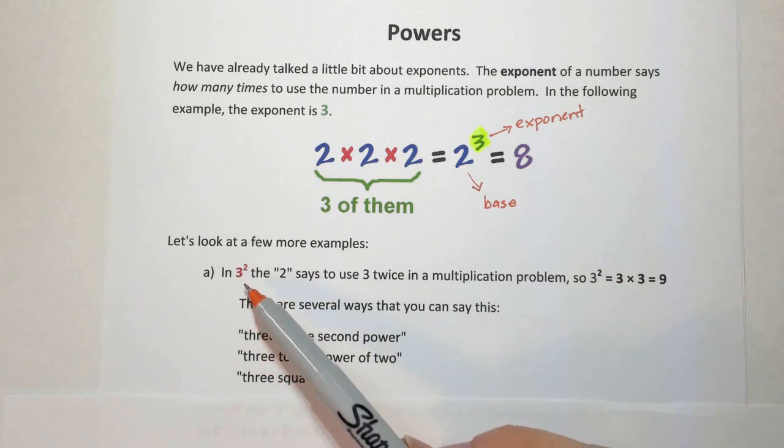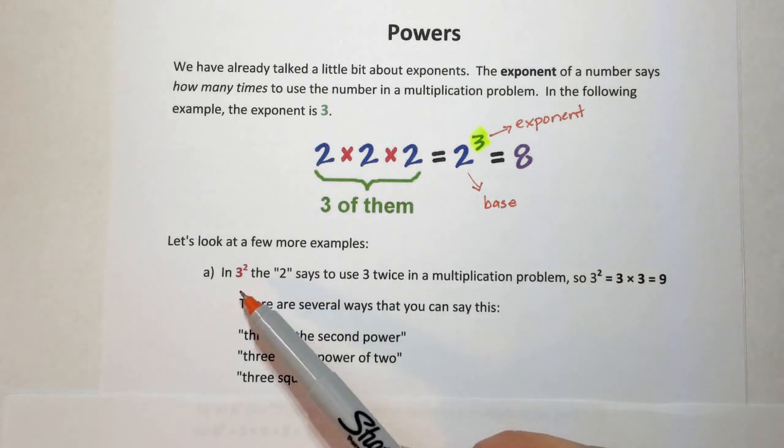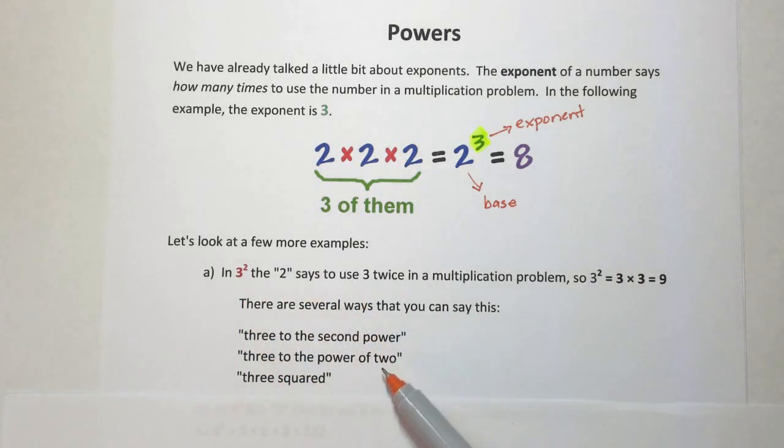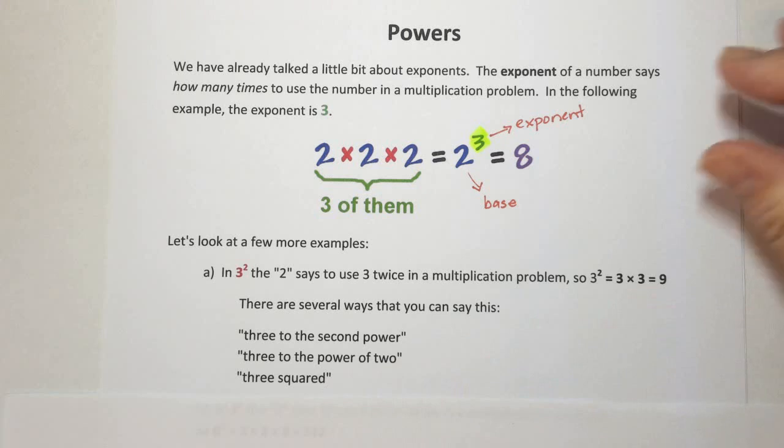And there are several ways to say this problem. You can say 3 to the second power. You can say 3 to the power of 2. Or you can even say 3 squared.